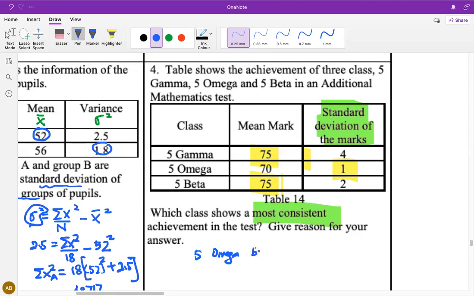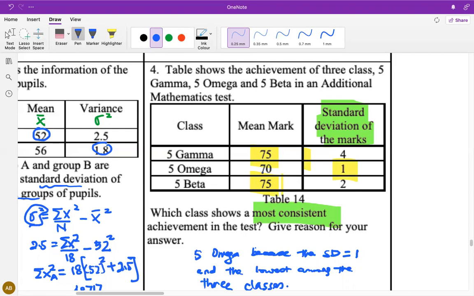Why? Because the standard deviation is 1, and it is the lowest among the 3 classes. Okay, so remember, if the standard deviation is 1, that means the marks will be plus 1 and minus 1 from the mean, right? So that means 5 omega, you can predict the mark is roughly 71 and 69.